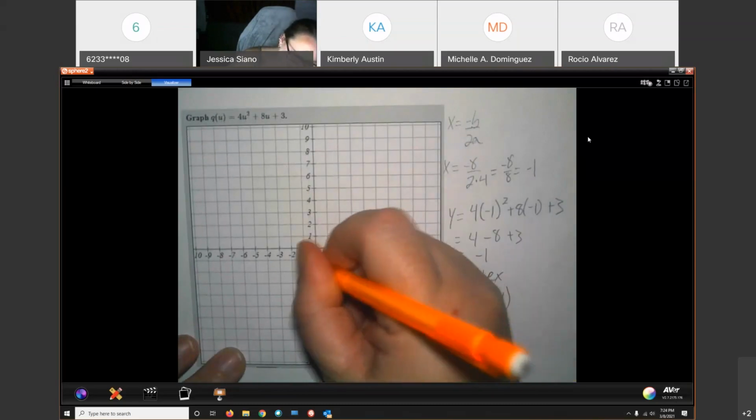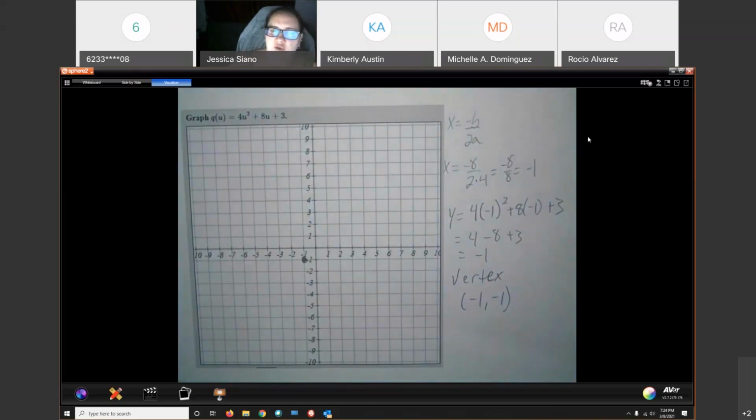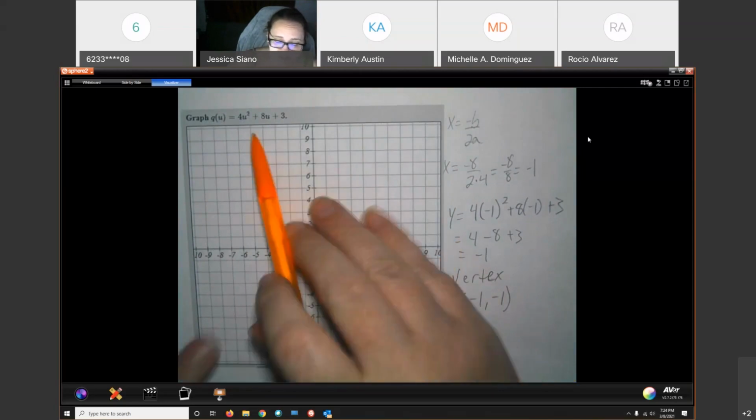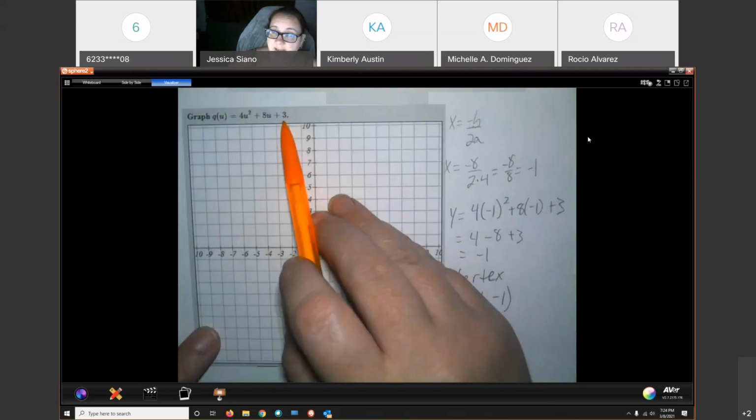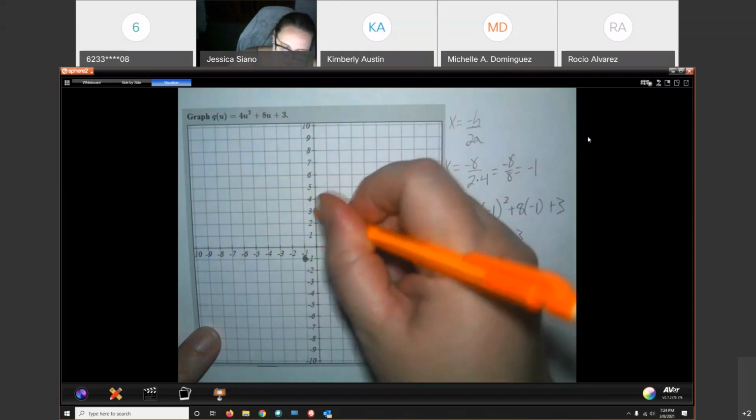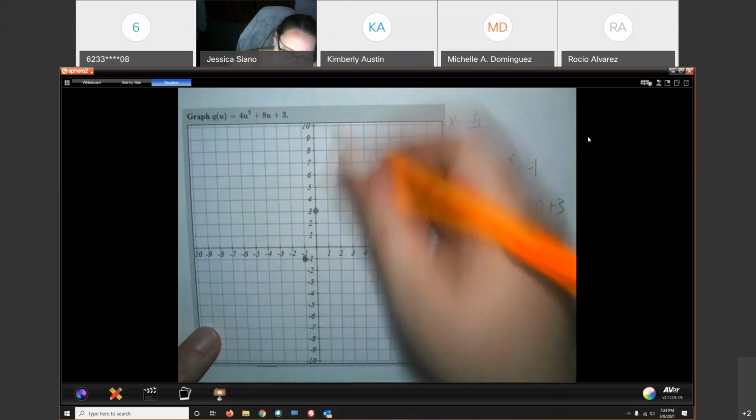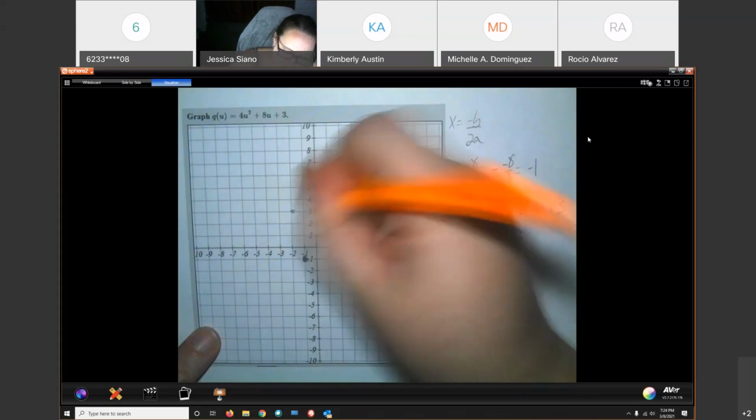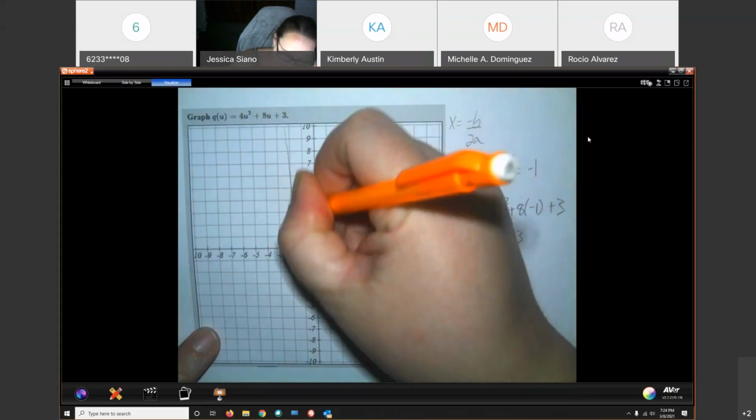And then again, Desmos only needs one other point in order to be able to graph this. So the easiest point to use is going to be the y-intercept, which is always just going to be this constant. So then you put your dot on your vertex, your dot on your y-intercept, and Desmos will fill in the rest for you.